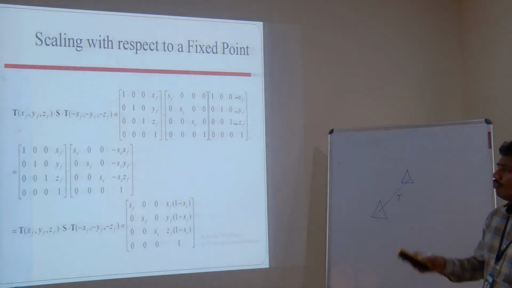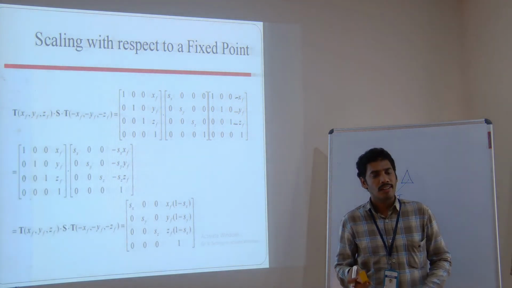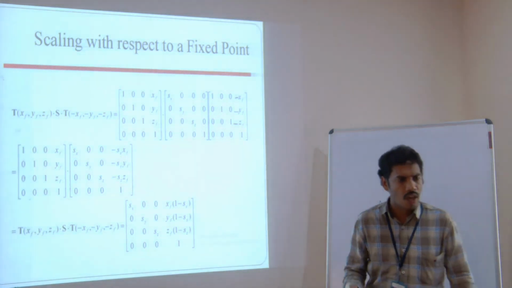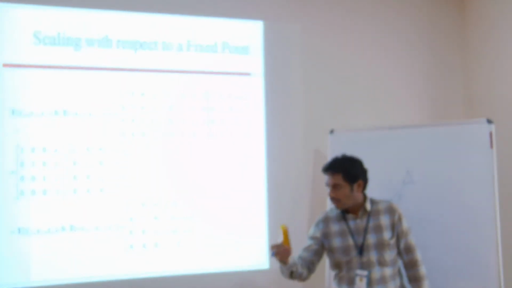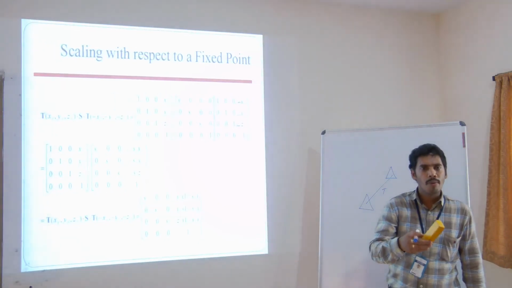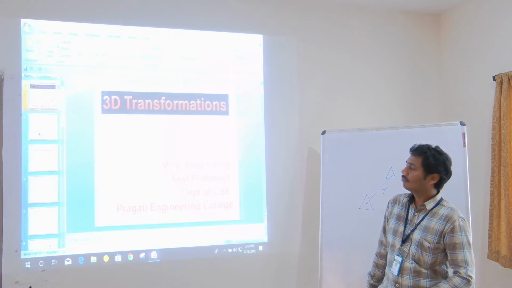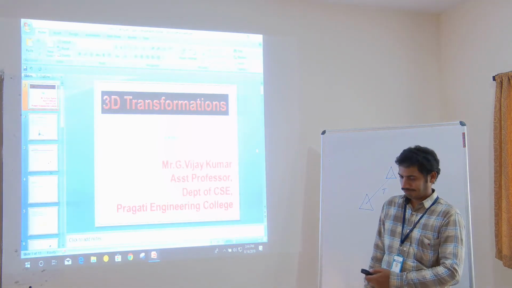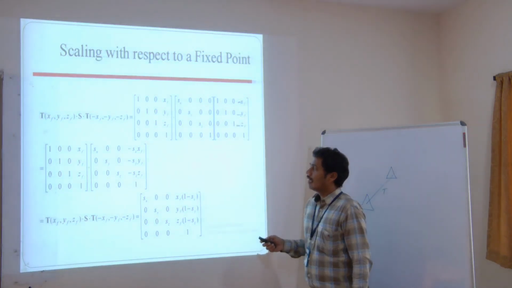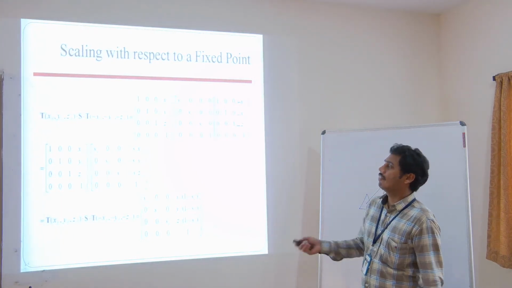By using all these, I am trying to translate an object, or rotate an object, or scale an object. These are the methods that are needed to transform an object in three dimensions. This is the method that is applied for scaling with respect to a fixed point.